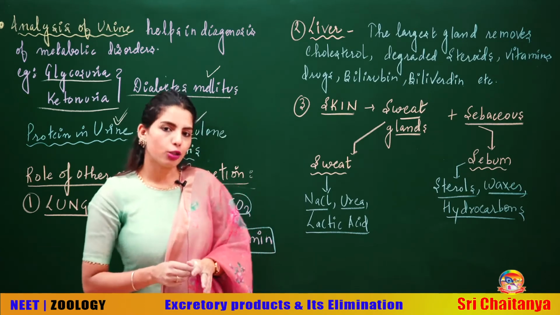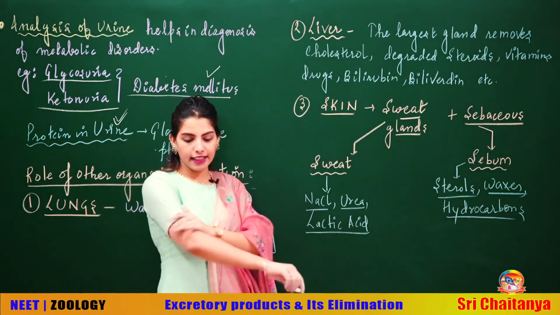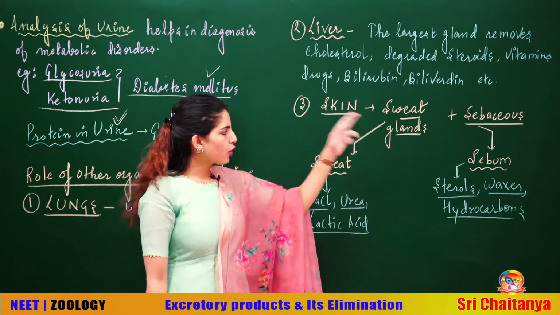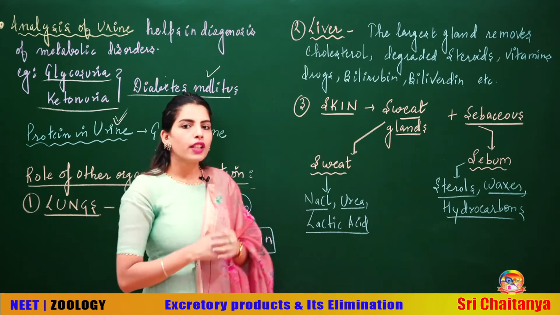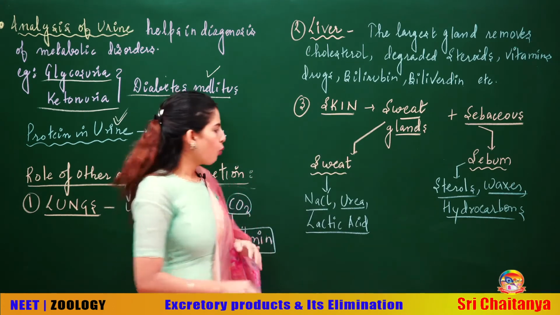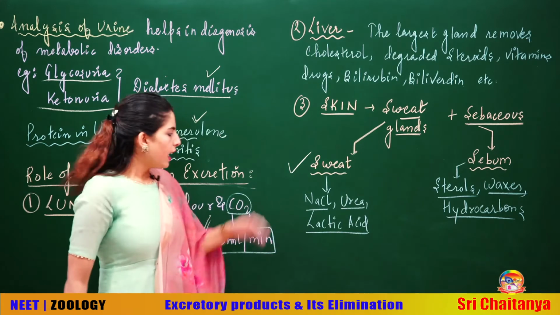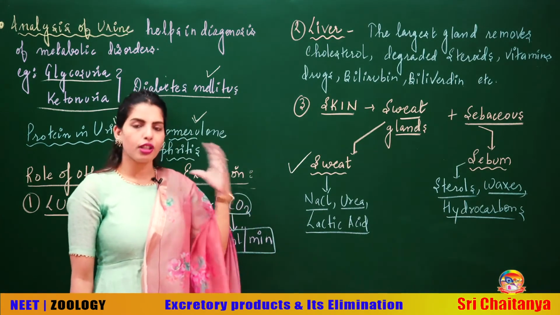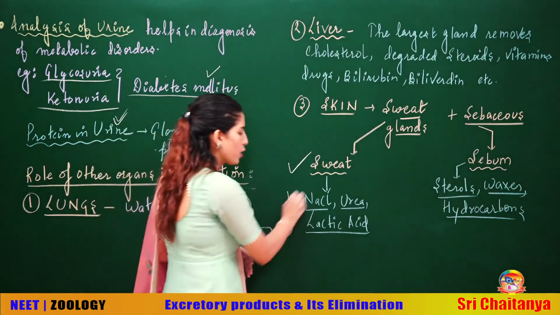Talking about the skin, which is the largest organ, it has sweat glands and sebaceous glands. The product of the sweat gland is sweat and the product of the sebaceous gland is sebum. What is the composition of this sweat? It has NaCl, urea, lactic acid, and water. So remember the constituents of the sweat.